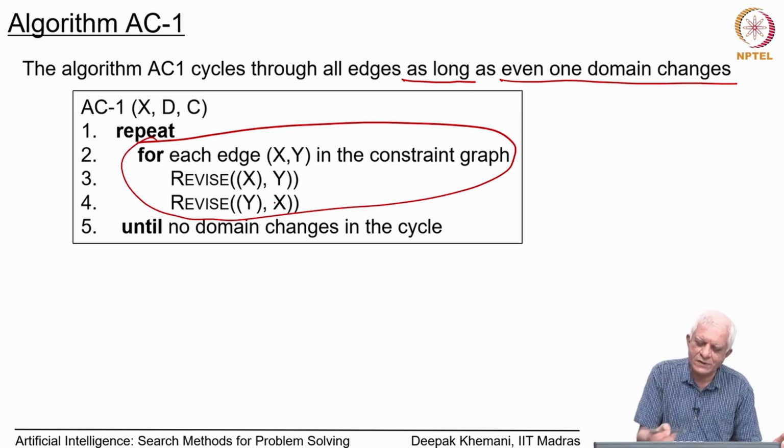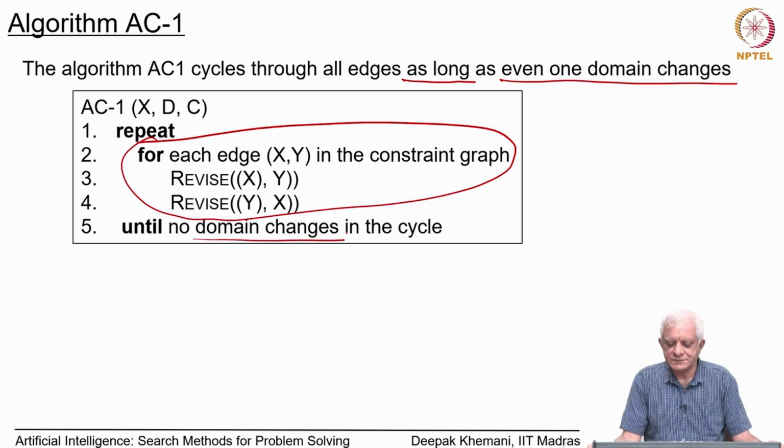But now we have put this in a repeat loop, which says until no domain changes in the cycle. So, we want to make sure that after every cycle of all the revise calls, every node has a supported value, which means some value has not disappeared from some domain essentially.